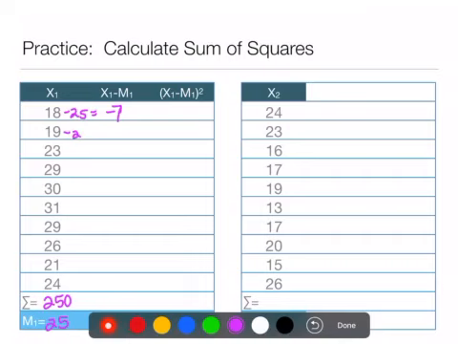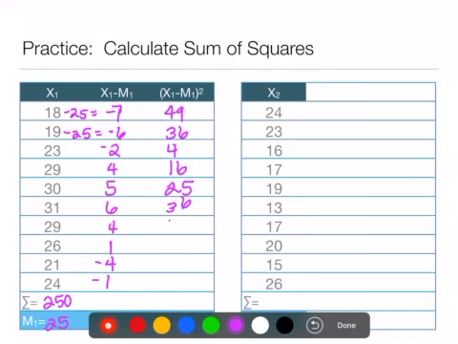19 minus 25 is equal to -6, -2, 4, 5, 6, 4, 1, -4, and -1. We're just going to square all of those values now. Remember, when you square something, you get rid of that negative or positive sign, and we're just positive. So we'll square each of these values. And remember, this is the sum of squares, so we literally just add those values together and we get 200.